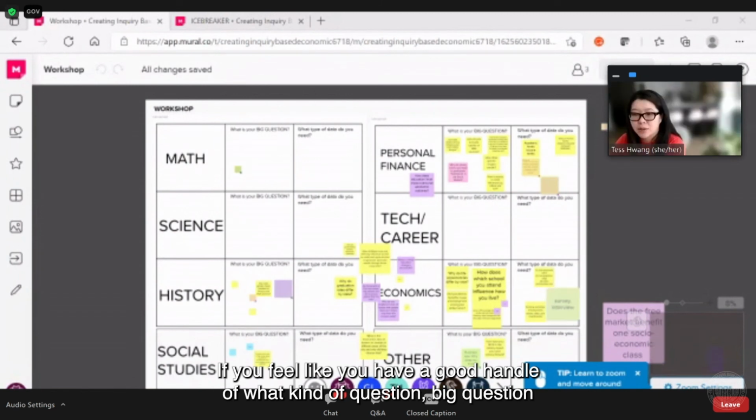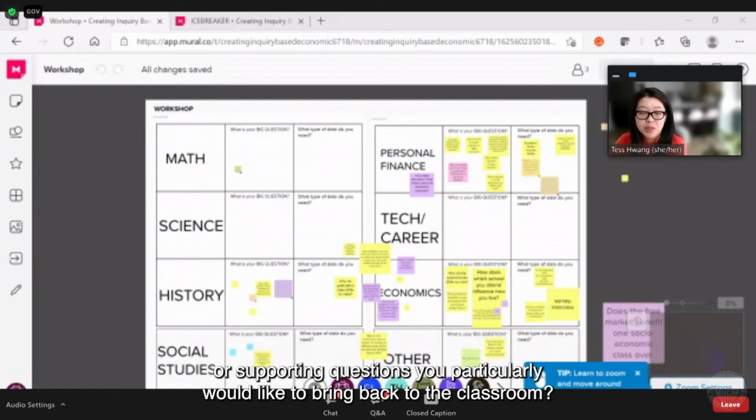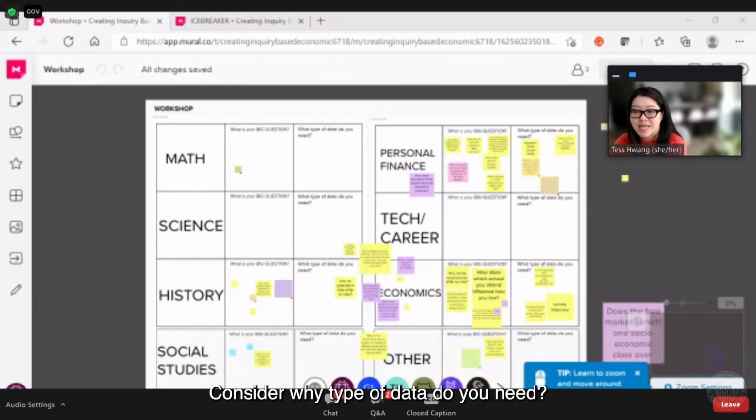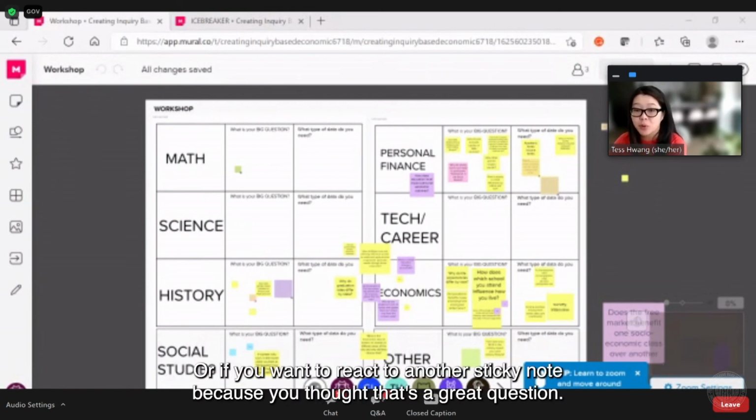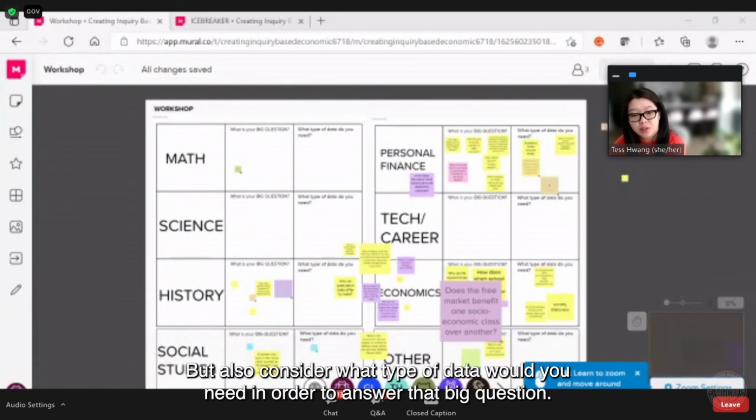If you feel like you have a good handle of what big question or supporting questions you would like to bring back to your classroom, consider what type of data you need. So this is the secondary part. Or if you want to react to another sticky note because you thought that's a great question, also consider what type of data you would need in order to answer that big question.